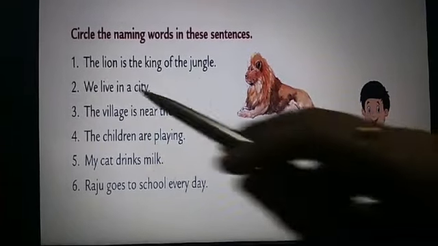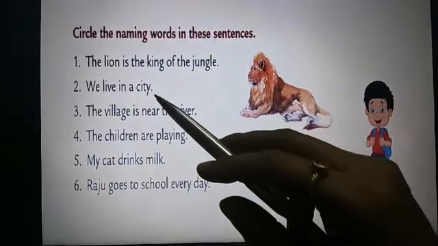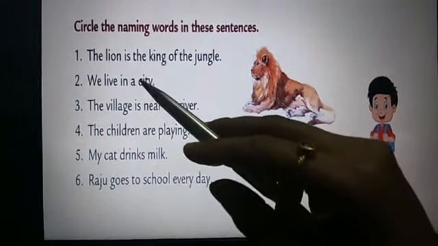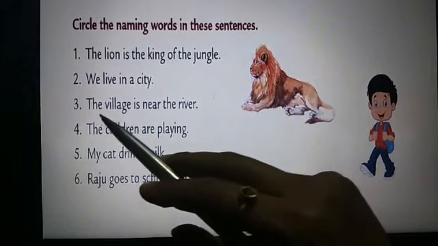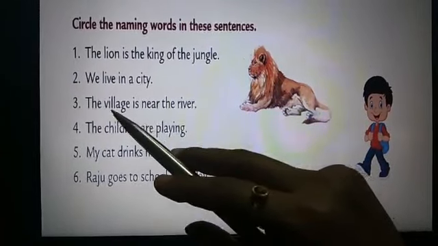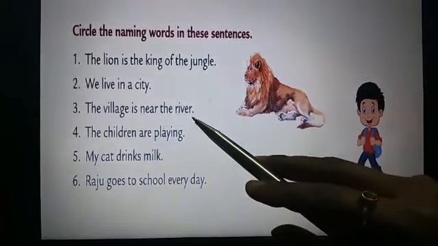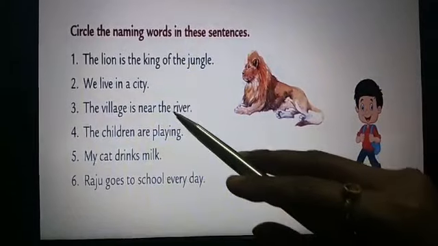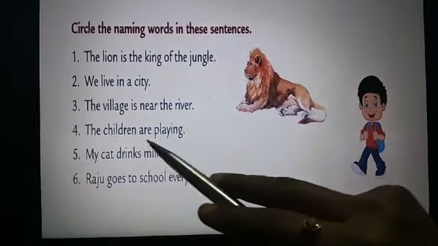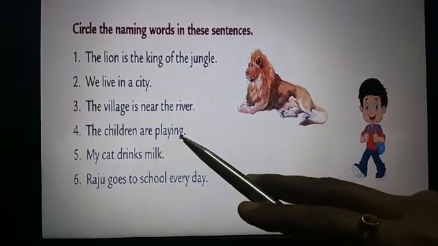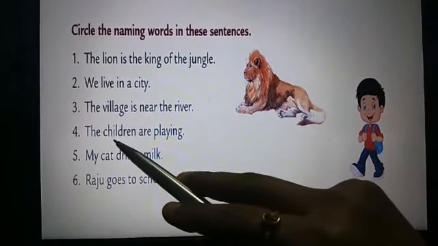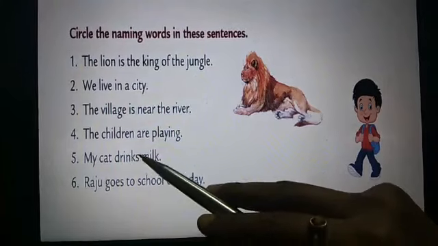Our next sentence is, we live in a city. Here, city is a place. So you have to circle the word city. Moving to our third sentence, the village is near the river. Now village is a place. You have to circle it. And river, you have to circle the word river as well. It will come under the thing. The children are playing. Here you have to circle the word children. They will come under the people.